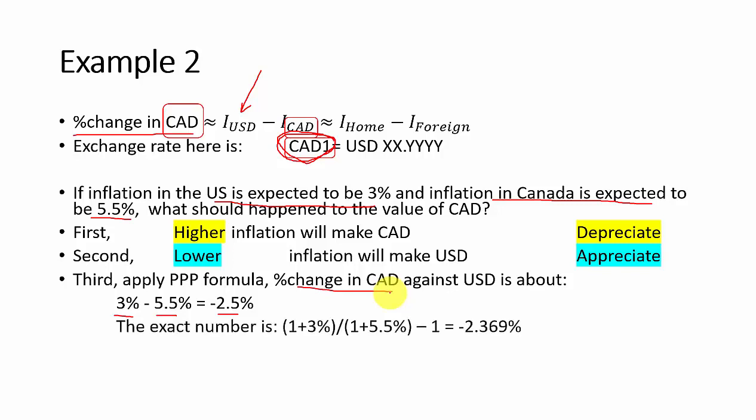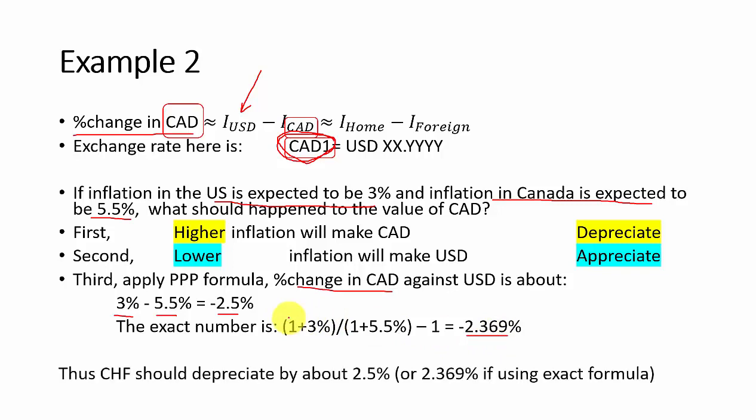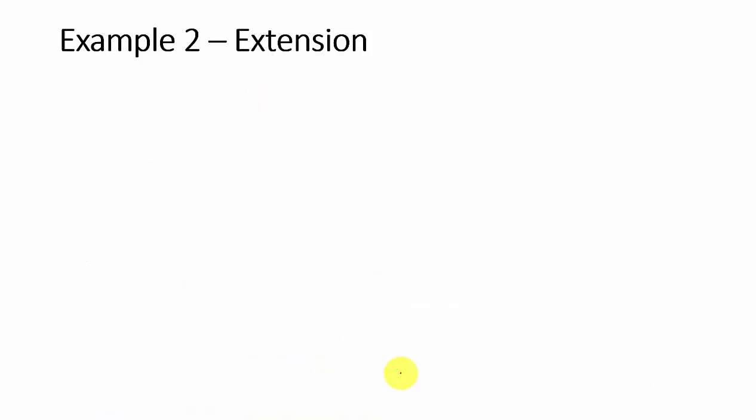Yes, you can apply the exact formula. You plug the number in, and it gives you 2.369% versus 2.5. It is an approximation. Sorry, this one should be Canadian dollar. It should depreciate by 2.5%.